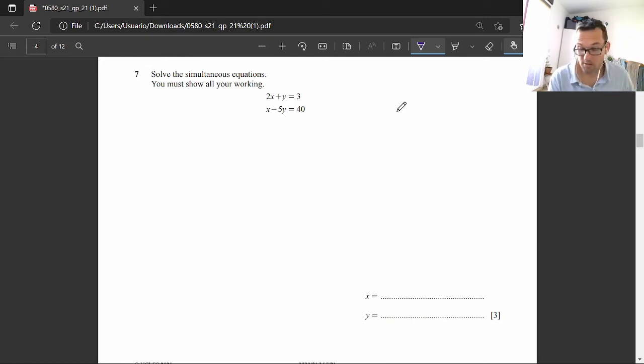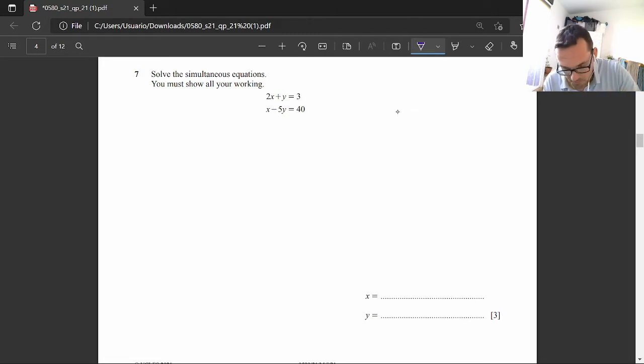Question 7, simultaneous equations. They've lined up the x term nicely, the y terms nicely, and the equal signs nicely. So the most popular way to do this is by elimination. You can do substitution. We're going to do elimination. I'm going to show you 2 ways to do that.